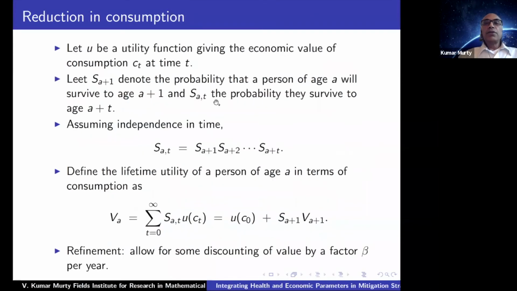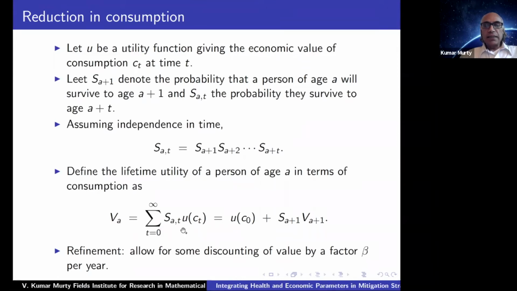Okay. So the way these things work is you define a utility function, giving the economic value of consumption at time t. C sub t is consumption at time t. Let's denote by S sub a plus 1 the probability that a person of age a will survive to age a plus 1. Strictly speaking, it's a function of both a and a plus 1. And S sub a comma t is the probability that they survive to age a plus t. So assuming independence in time, S sub a comma t is the product of these probabilities, S sub a plus 1 to S sub a plus t. Now, let's say the lifetime utility of a person of age a in terms of consumption is, you look at time t, you look at the utility afforded by their consumption at time t, and then the probability that they're going to survive for the next t years.